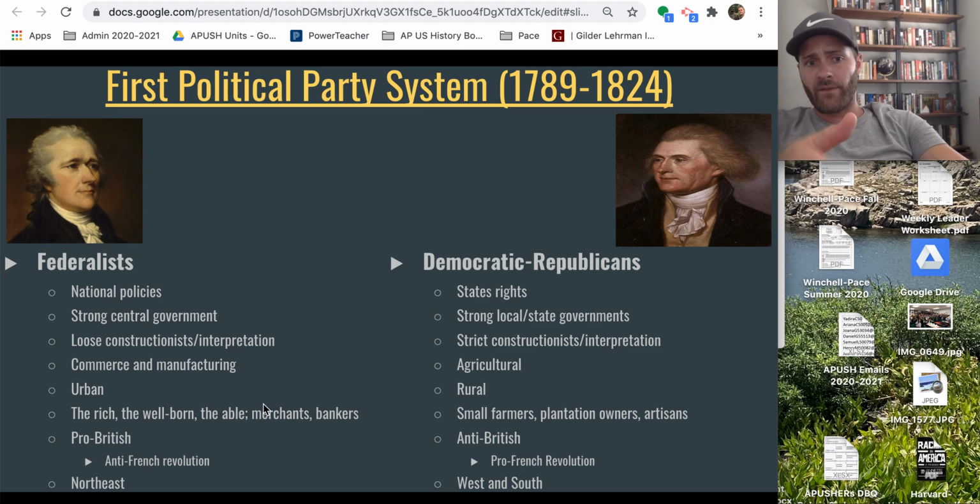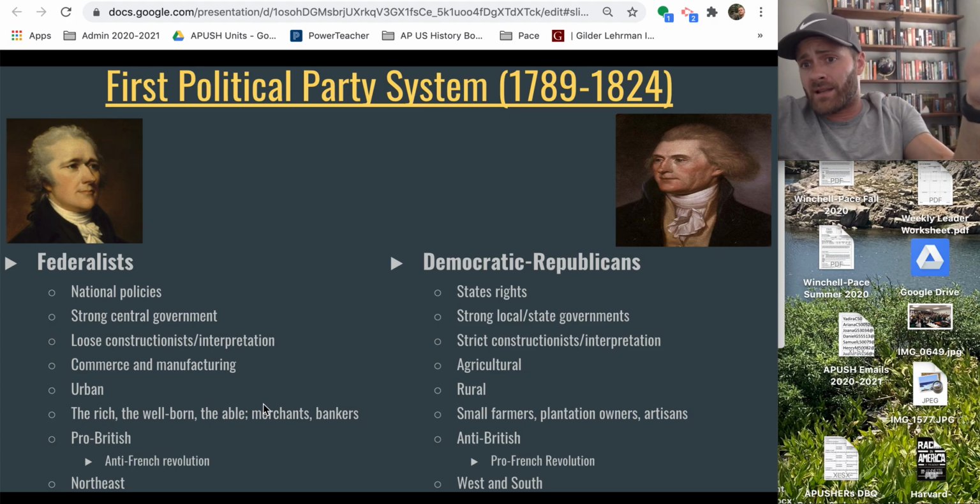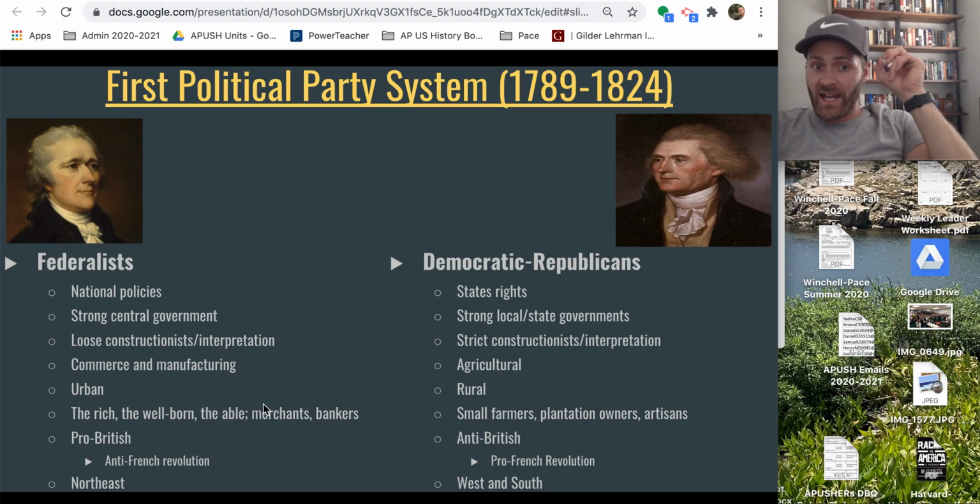Now, the Federalists are going to be in favor of all those things you see on the column: stronger national policies, a strong central government, using a loose interpretation to get there, to make sure that the federal government can do anything that the Constitution doesn't say that it can't. They're going to be in support of commerce and manufacturing and early industry. And in general, the Federalists are going to be supported by the rich in cities, the people that are educated, the merchant class, the banking class. The elites of society are going to be pro-Federalist because their policies benefit them.